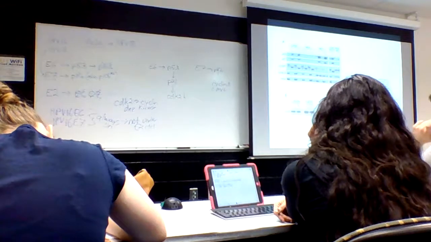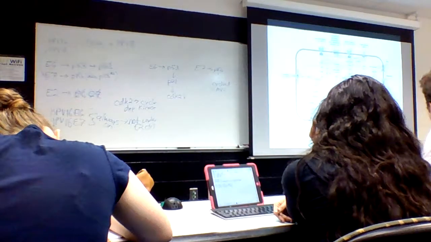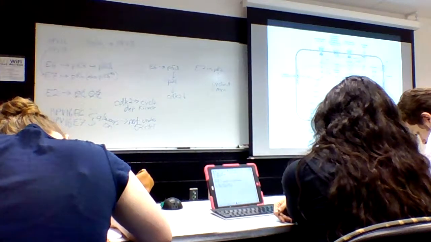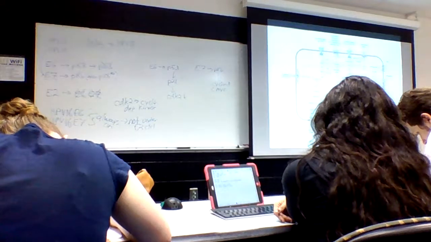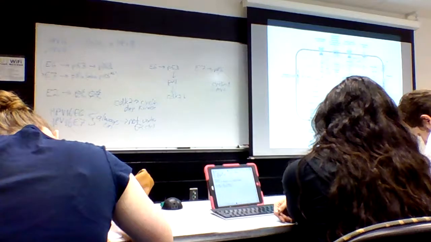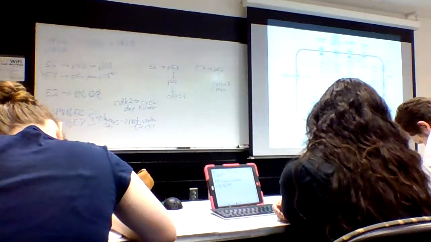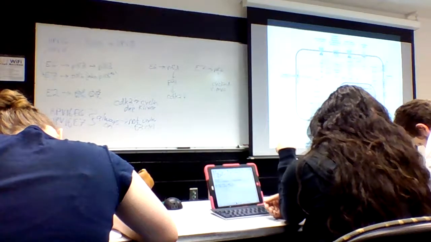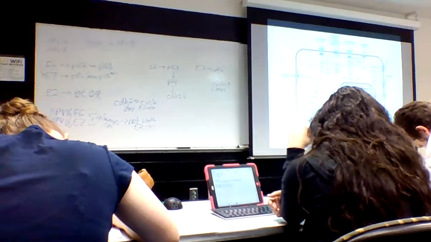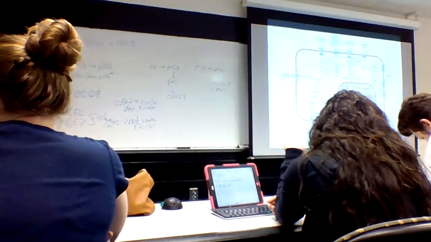So CMYC is an oncogene. It's a downstream target. It's a DNA binding protein. It's a transcription factor. So when you activate CMYC, you turn on a bunch of genes. It's a hallmark of proliferation.